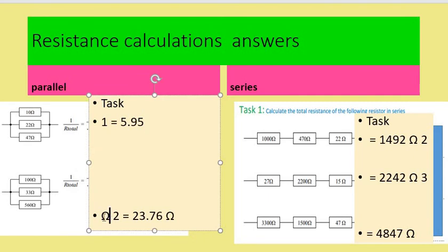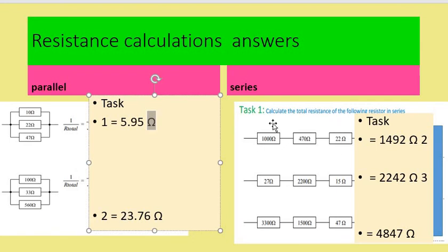Right, number 2, we had 100 ohms, 33 ohms, and 560 ohms. Remember, the total equals 1 over R1 plus 1 over R2 plus 1 over R3. And you should have got this answer. So just check your answers and make corrections.